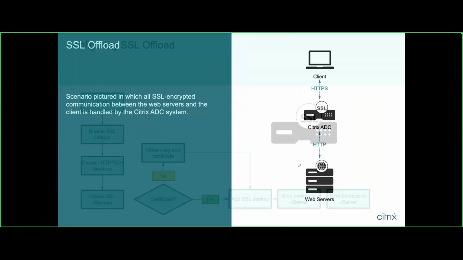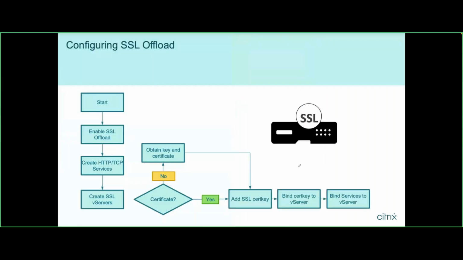So first you're going to make sure that your SSL offload feature is enabled. Enable the offload feature, create all your HTTP TCP services. You're going to create your SSL virtual server, and install the certificate. If you have the certificate, it will ask you for the key. You're going to bind the certificate to the virtual server and bind it to the services, right? If you don't have the certificate, you need to obtain the key and the certificate, then add it to your SSL certificate key, right?